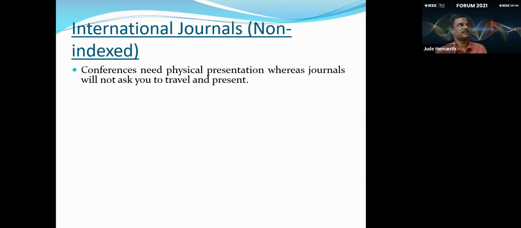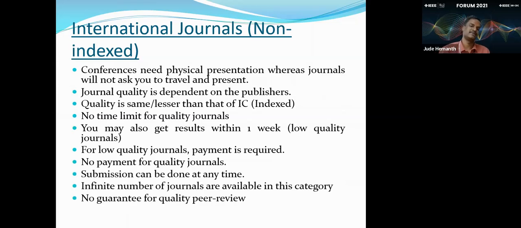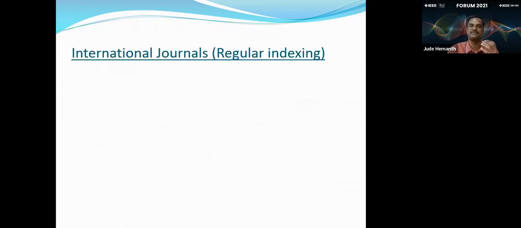International journals, non-indexed. Again, I am not going to talk about this. Non-indexing is completely a waste. Your content will appear on the website, and it will be completely irrelevant for you. And when you try to publish your paper sometime later, it will show plagiarism also. So don't go for any non-indexed international journals. If you want details about them, you can ask me later. For lack of time, I'm just rushing.